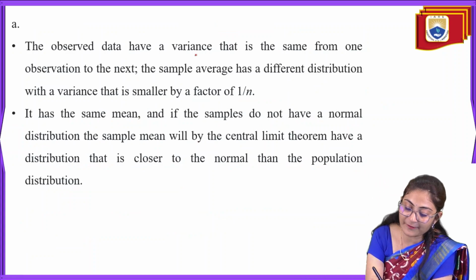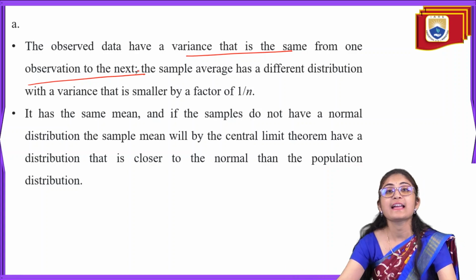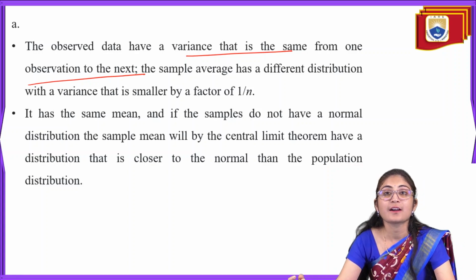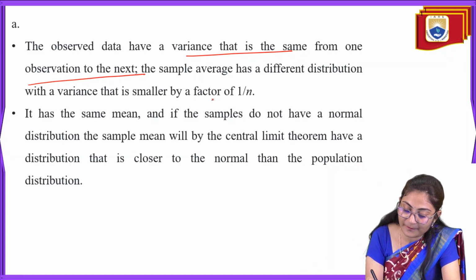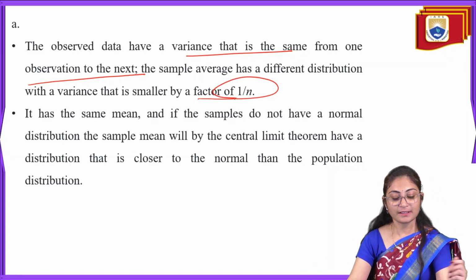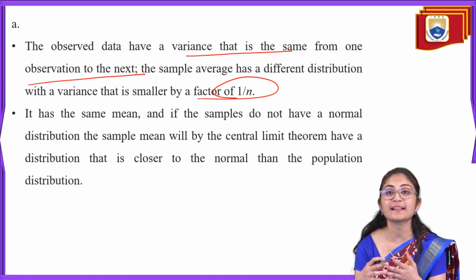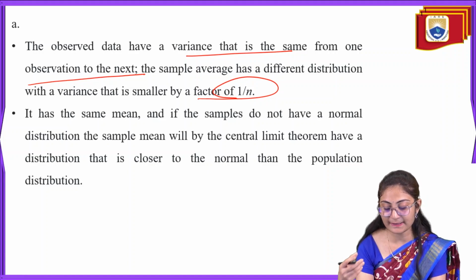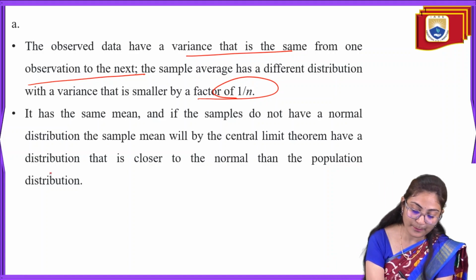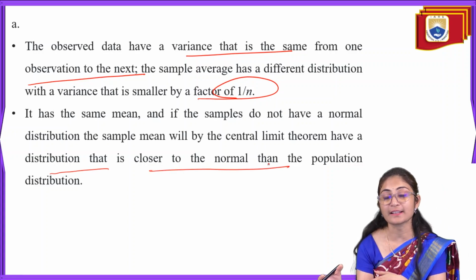So the observed data have a variance that is the same from one observation to the next, and the sample average has a different distribution with a variance that is smaller by a factor of 1 by n. It has the same mean, so we can say the sample does not have any abnormal distribution. By the central limit theorem, the sample mean will have a distribution much closer to the normal than the population distribution.